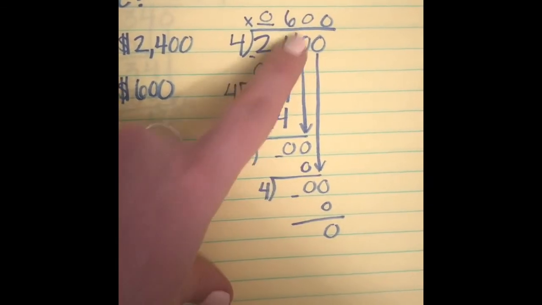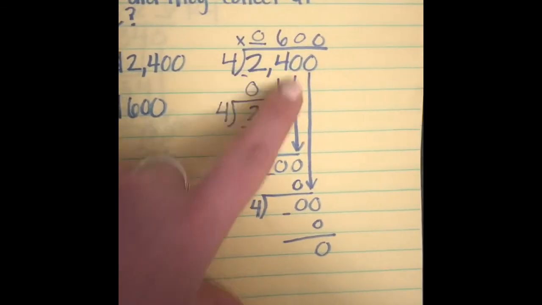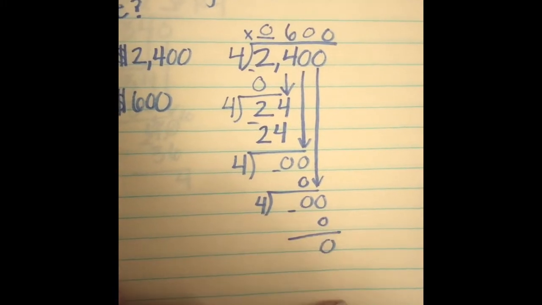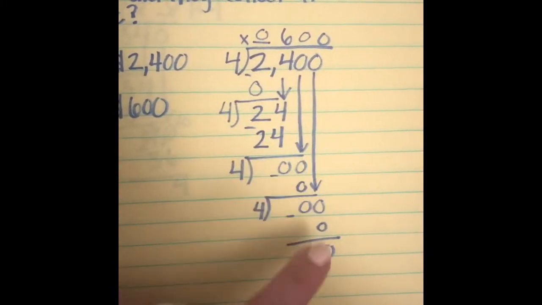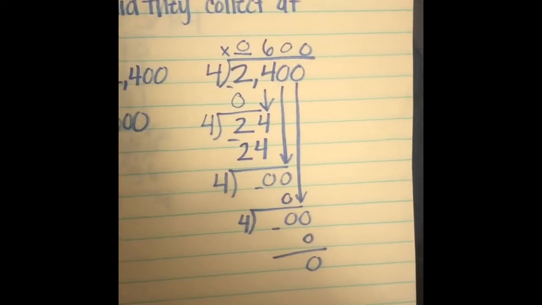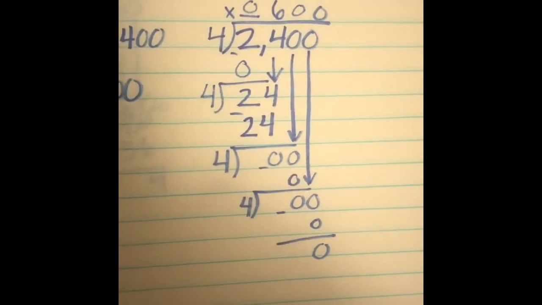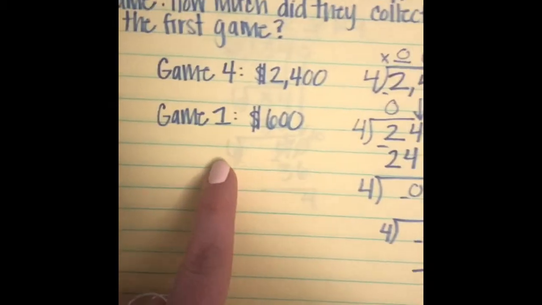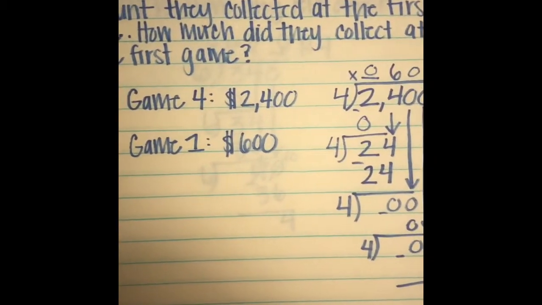4 goes into 0 0 times. 4 times 0 is 0. Subtract, bring down your next digit. 4 goes into 0 0 times. 4 times 0 is 0. Subtract, and you don't have a remainder. So that would mean that at their first game, Lawton made $600.